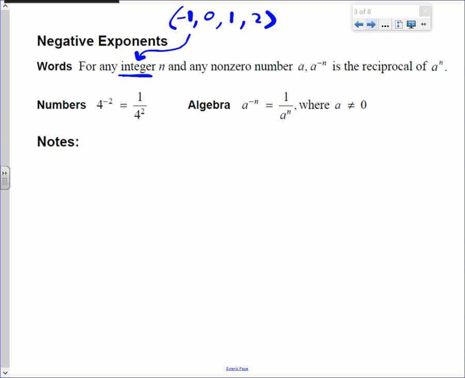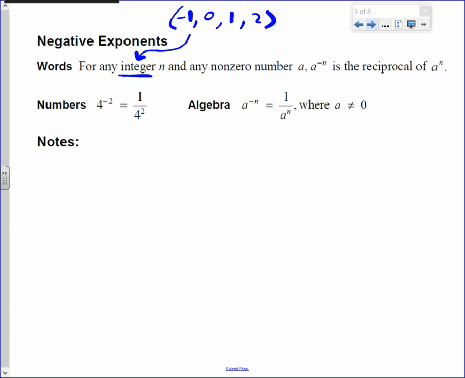You should know what an integer means, but if you forgot, you might want to put a little parenthesis just to remind you of what an integer is. They're just whole numbers that are either negative or positive, including 0. So for any integer n, here's a rule for all time. For any integer n and any non-zero number a, a to the negative n power is the reciprocal of a to the positive n power. Huh?